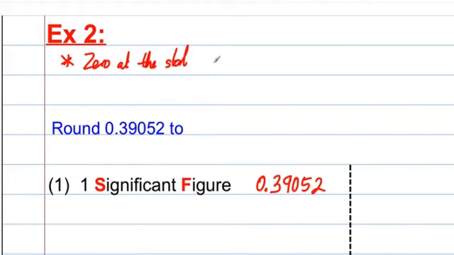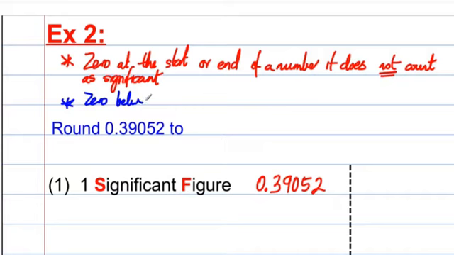Before we discuss this example, let us talk about when a 0 is significant and when a 0 is not significant. Zeros at the start or end of a number do not count as significant, but zeros between 2 digits, for example this one, do count as significant.